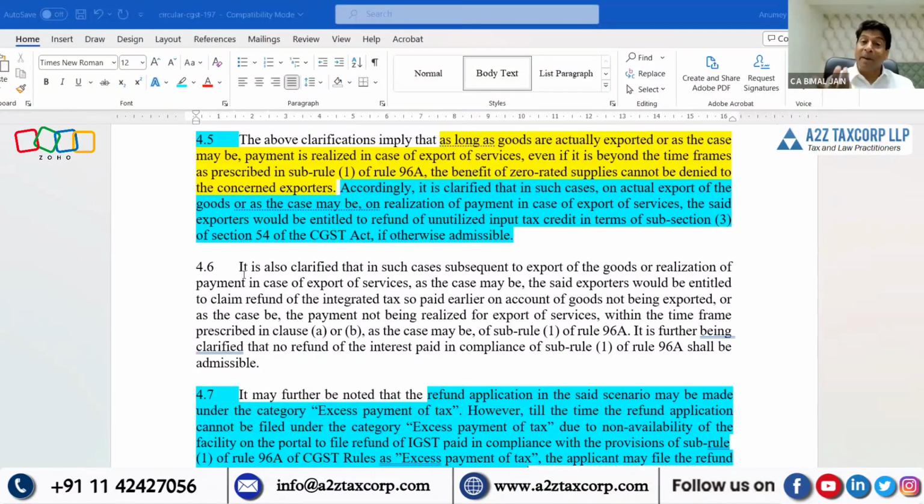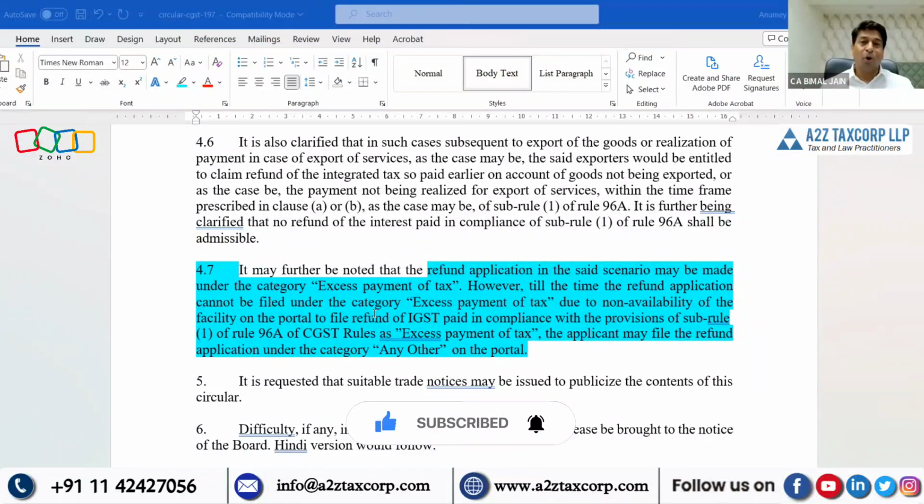But somehow you have not paid IGST, let's assume. Then are you entitled for refund of ITC? Subsequently, you have exported the goods after that stipulated time period, 3 months, or realized the money after that stipulated time period of 1 year for export of services. If you have not paid IGST, then quite obviously refund of ITC would be available to you. And that is what is being explained by this circular. Hope this circular will help you. And this circular is clarifying 4 important broad parameters pertaining to refund.